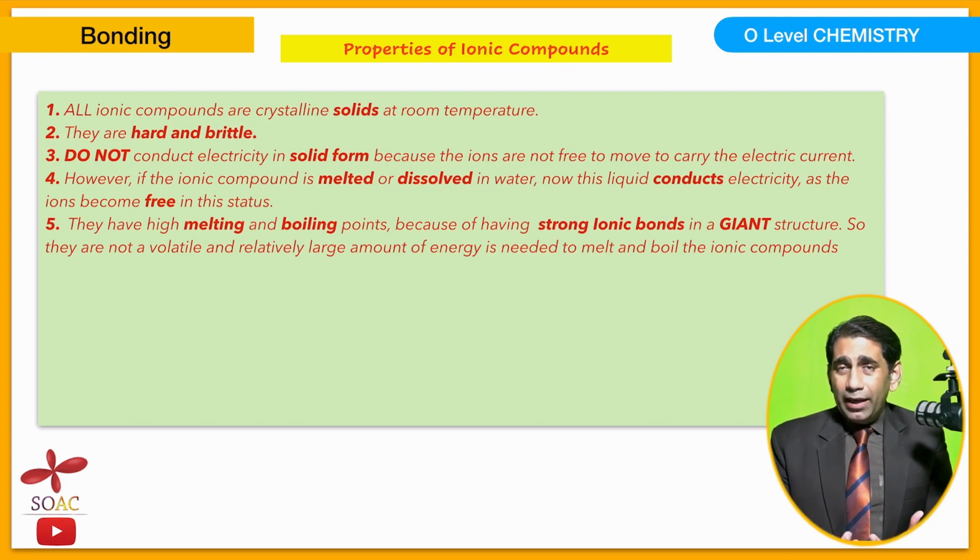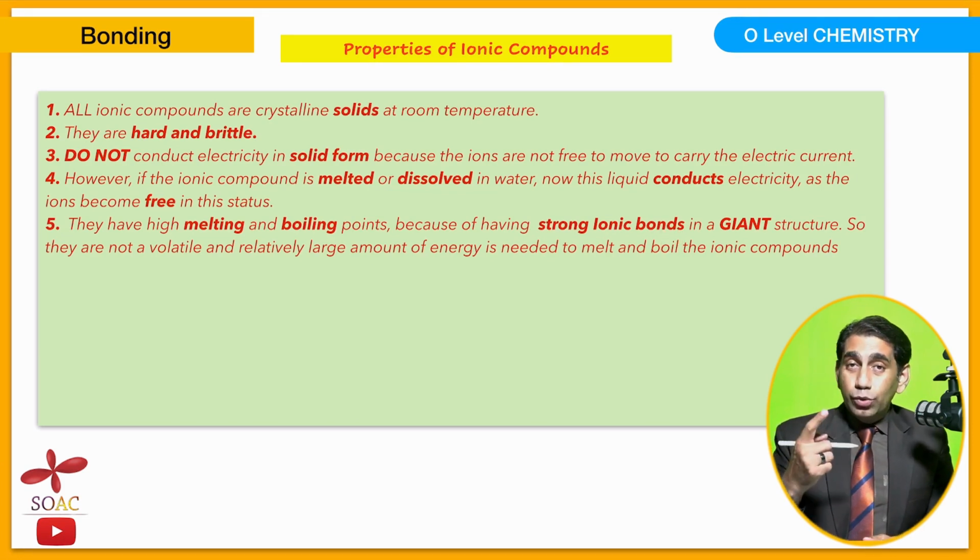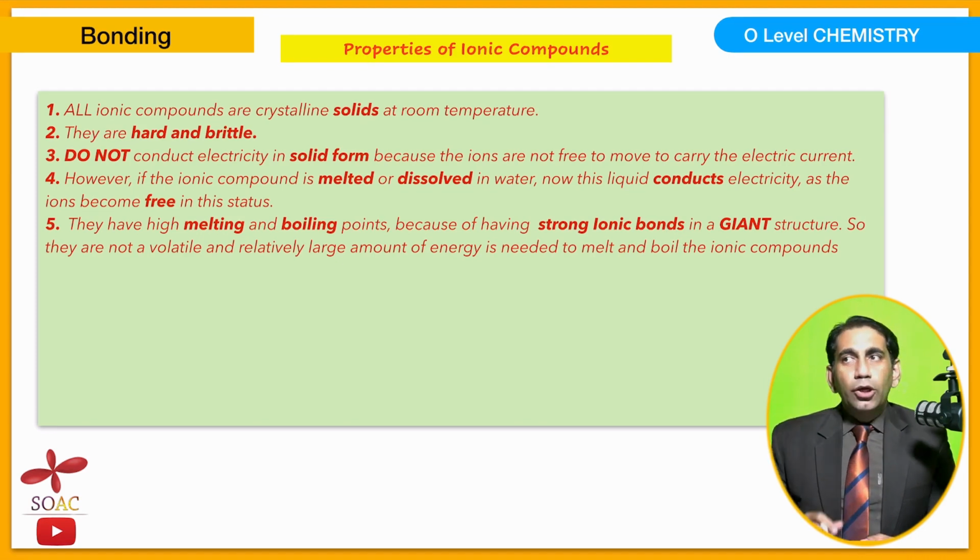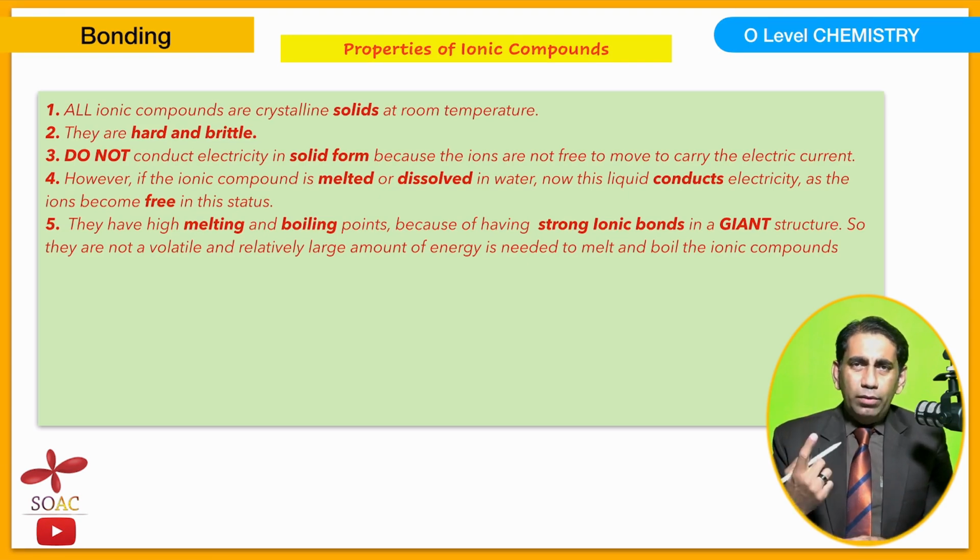Why do they have high melting and high boiling points? Generally speaking, they have strong bonds. Number one, they have strong bonds. Number two, the most important reason, they have a giant ionic structure. So every type of ionic compound shows high melting and high boiling points. Melting point and boiling point are physical properties.